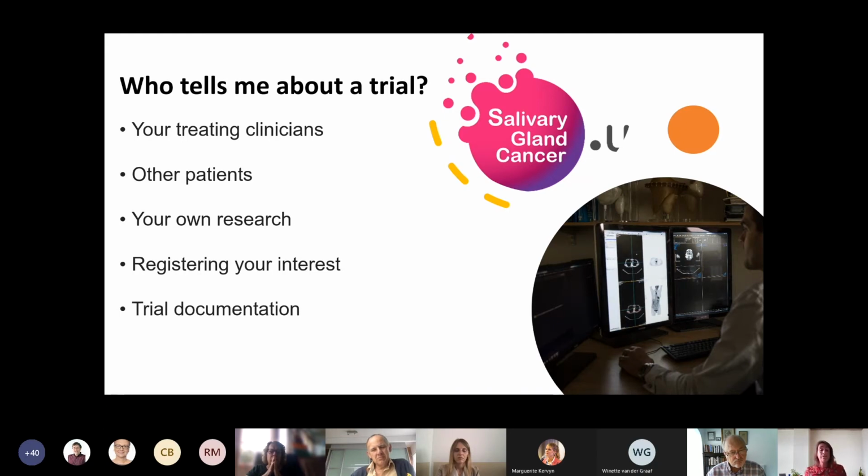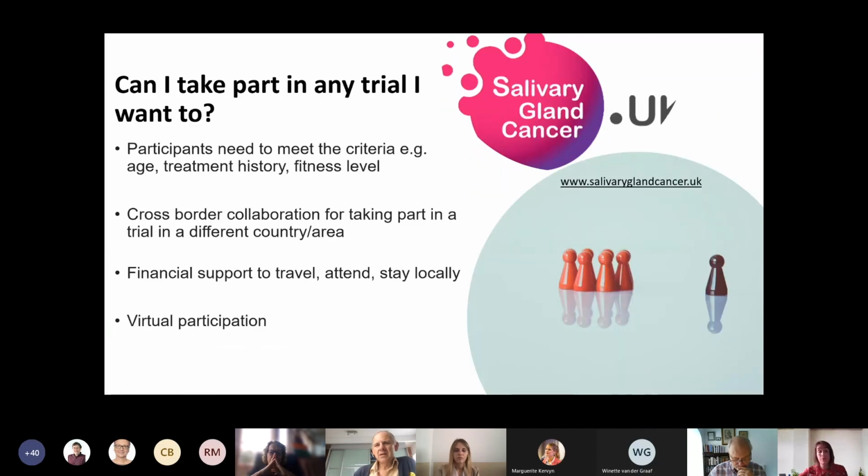And the last point I'd like to say is about trial documentation. When you are enrolled in a trial or told about a trial, you'll be provided with a plain English summary. And this should tell you everything that you need to know. This should be a simple explanation of the trial, what you have to do without any jargon. And it's only when you've confirmed that you understand this and about what you're being asked to do and what the trial's trying to do, then you confirm your consent to take part.